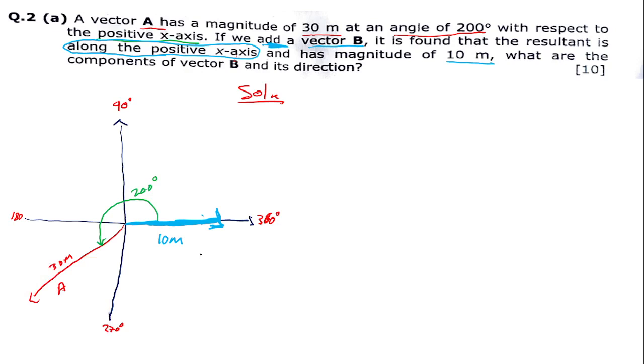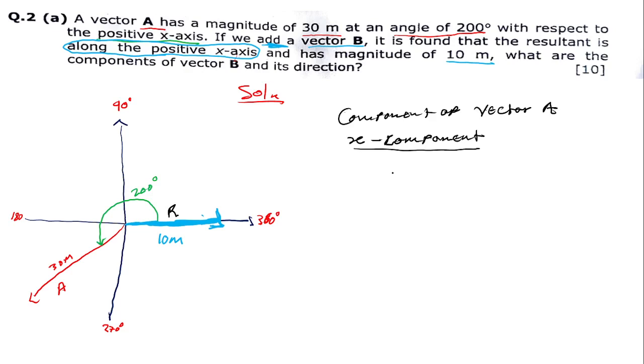The next thing I need to look for is the components. After having this, I need to look for the components of these vectors. This is the resultant arrow. So I'll start with vector A. I'll start with the components of vector A, and let's quickly look at them. I'll start with the x component.